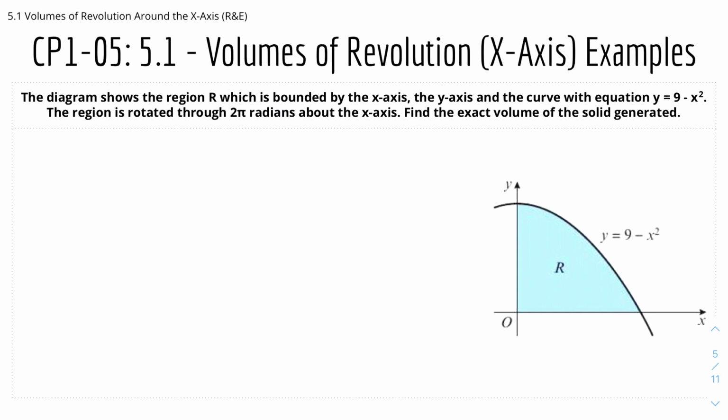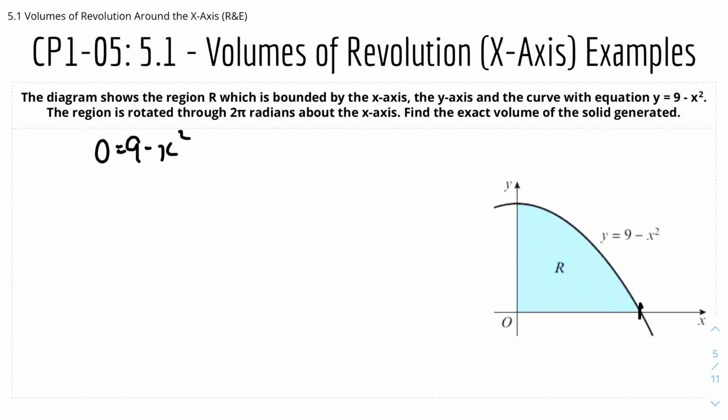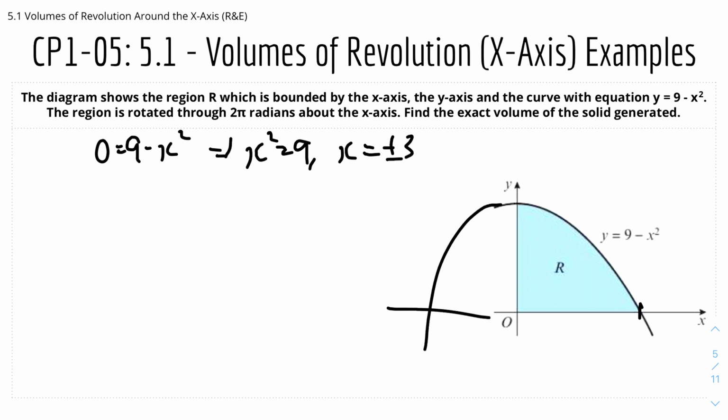We know that we have to find this point right here in order to find the area under the curve. To do that, we set y equals 0, because we need to find the x value. So 0 equals 9 minus x squared, because that's the original equation. Therefore x squared equals 9 and x equals plus or minus 3. But in this case, we're not looking at the -3 region, where there's a -3 here.